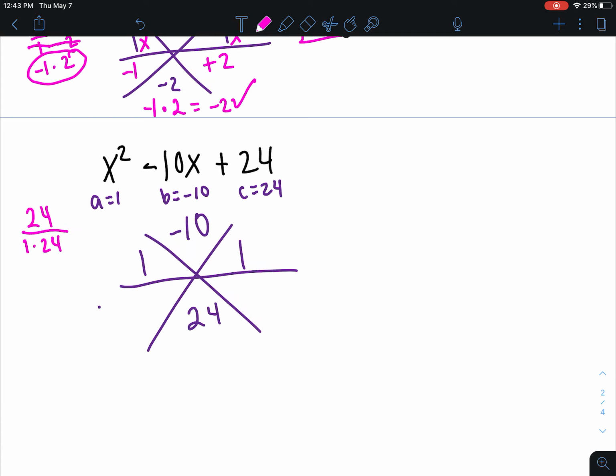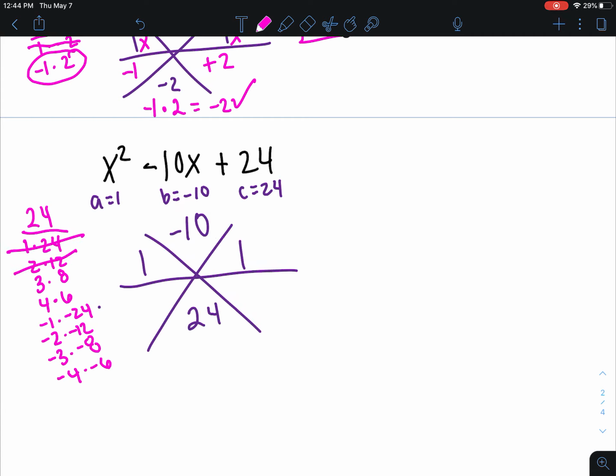So I'll write out all the numbers that multiply to 24. 1 times 24, 2 times 12, 3 times 8, 4 times 6, and now think of the negatives, because negative times negative is positive, so negative 1 times negative 24, negative 2 times negative 12, negative 3 times negative 8, and negative 4 times negative 6.